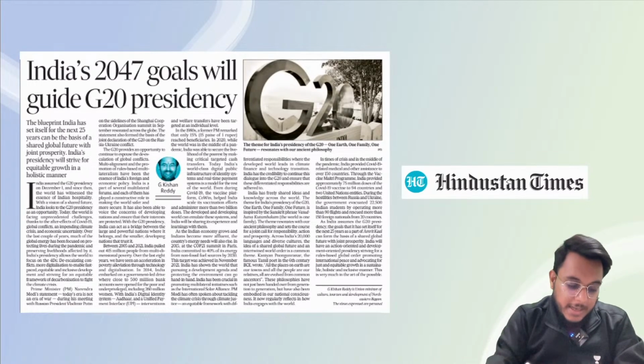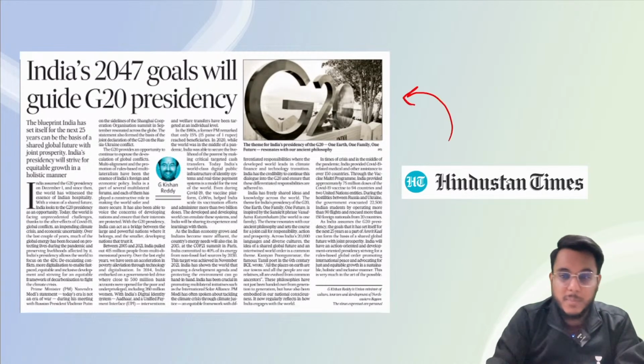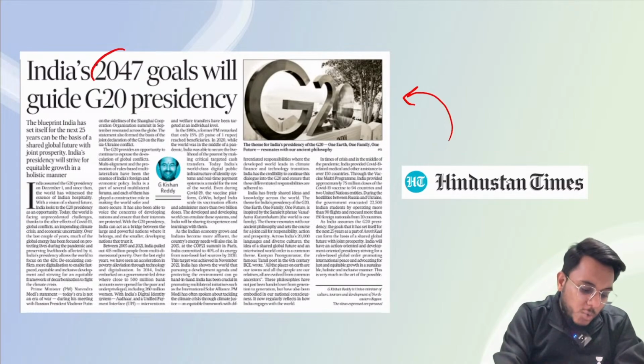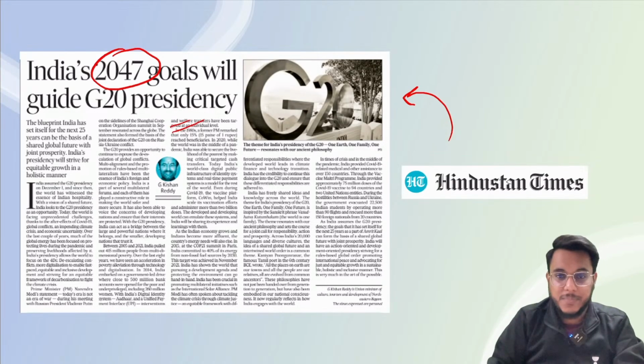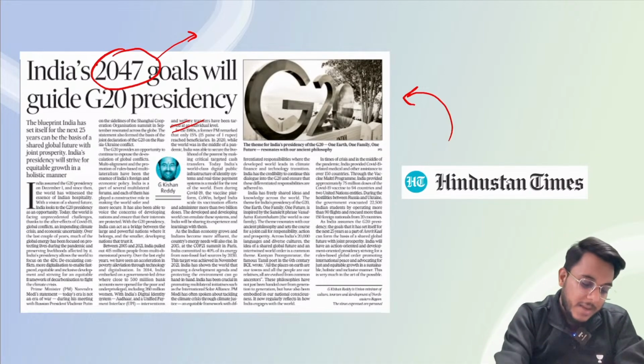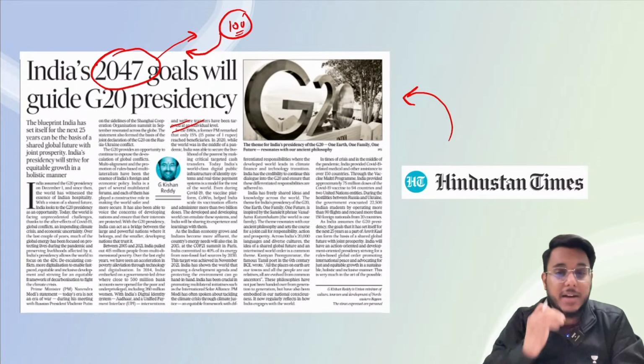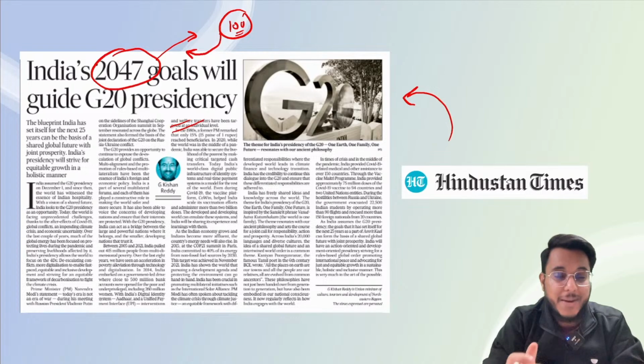Now moving to the next article. This article we have taken from the Hindustan Times, and this article talks about what India's 2047 goals will guide the G20 presidency. Now when we talk about the 2047 goals, understand this particular thing. In 2047, India will mark the 100-year anniversary of independence.